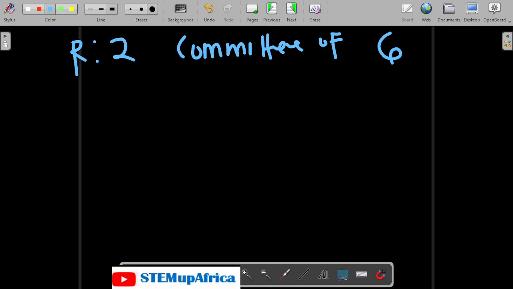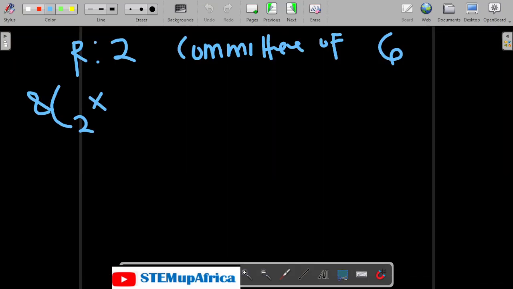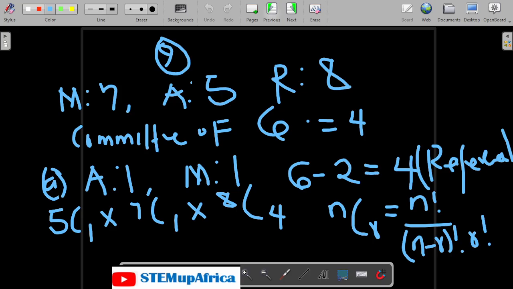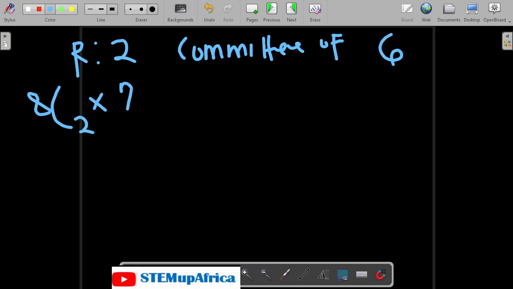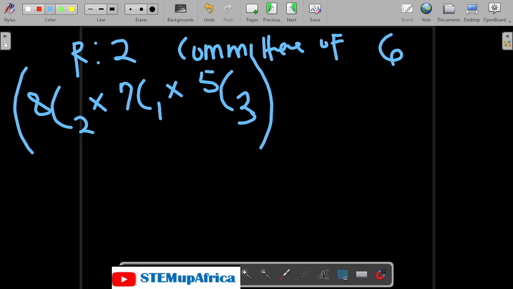So let's go with the referee. I'm going to have 8 combination 2. This is exactly the referee times. So the remaining 4, how do we share it among midfielder and attacker? Let's say for instance we are selecting one midfielder. So I'm having 7 combination 1. That means the remaining 3 persons should be our attacker, that is 5 combination 3. This can be one way of doing so.